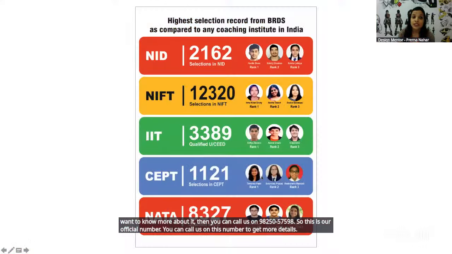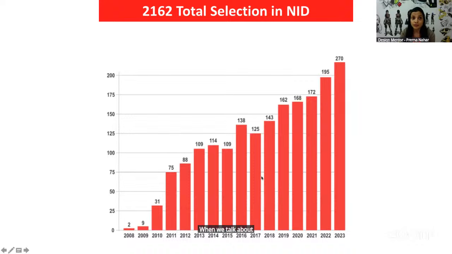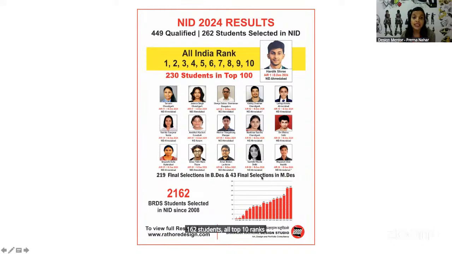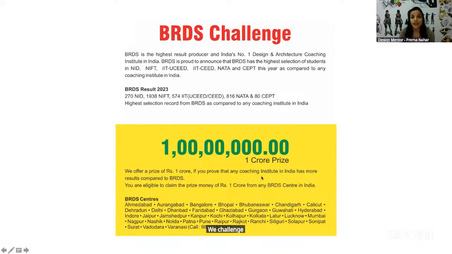When we talk about our results, till now 2,162 students have cleared NID, which is the highest in India. In 2024, more than 262 students qualified. In the NID 2024 result, 449 qualified and 262 students were selected in NID. Qualified students are different from the students who went to NID. Of the 262 students, all top 10 ranks were from BRDS, and 230 students were in the top 100. You can check our results on our website, rathoredesign.com, as well. We challenge that no other institute can be better in terms of coaching and producing the highest results.